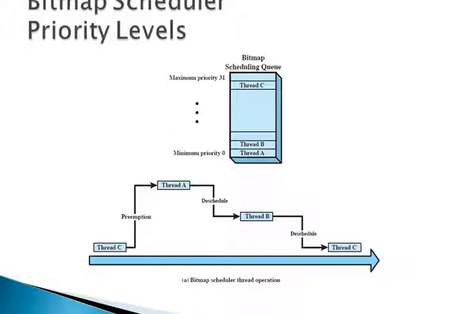A thread can be suspended because it is blocked on a synchronization primitive, because it is interrupted, or because it relinquishes control. A bitmap scheduler is configured with 8, 16 or 32 priority levels. A simple bitmap is kept of threads that are ready to execute.